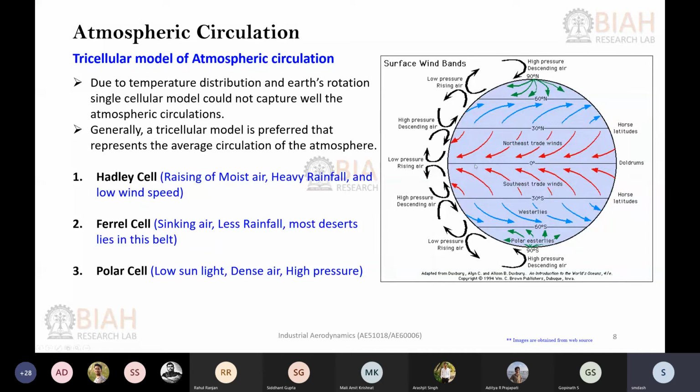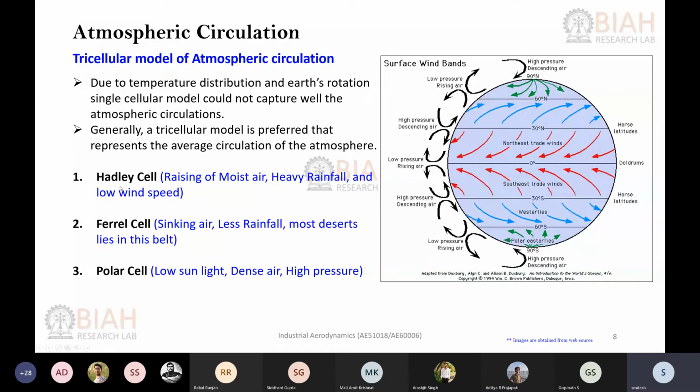Why is it so? Because it includes all those factors that we have discussed, and what it does is break that one-cell model into three cells. There is one cell very near the equator which goes from 0 to 30 degrees, the horse latitude. One atmospheric cell happens here. Then the other one is from 30 degrees latitude to 60 degrees latitude. Then there is another one from 60 degrees to 90 degrees, towards the pole. So these three cells are named differently.